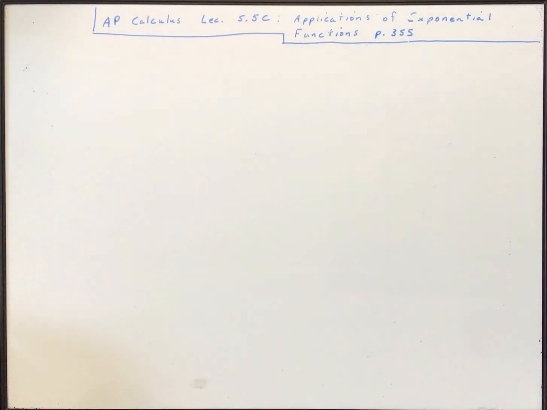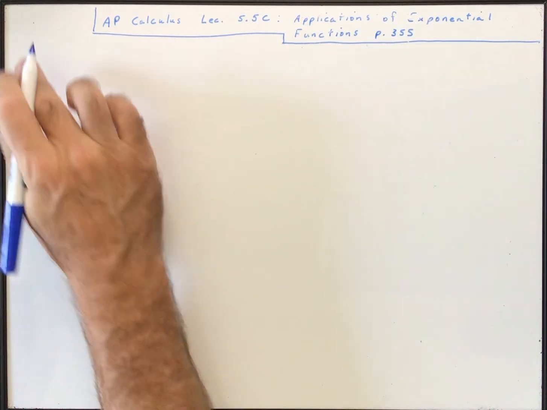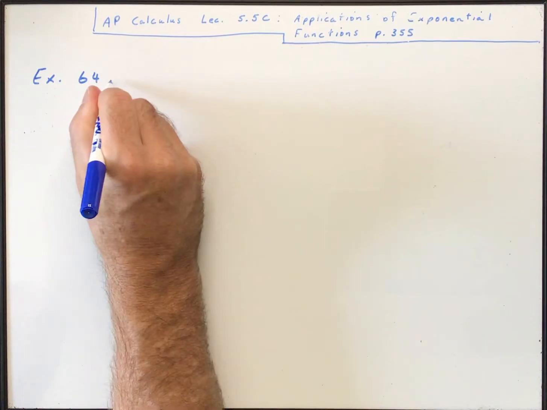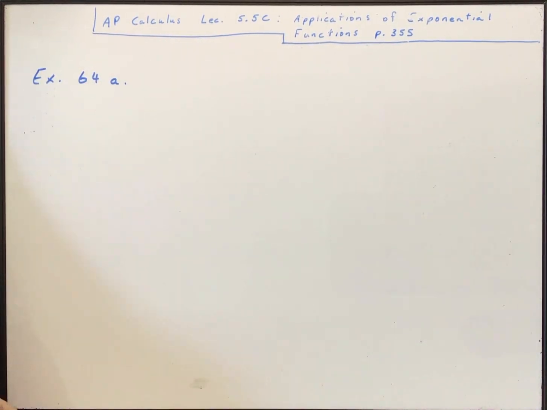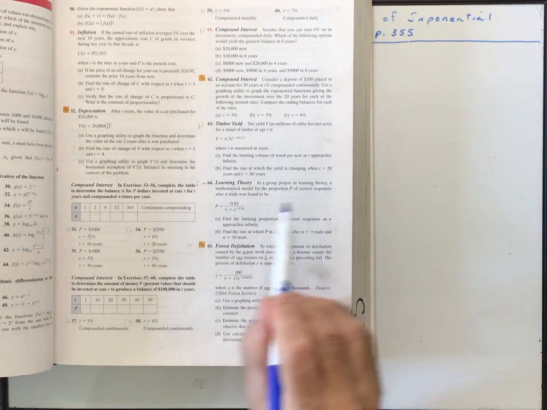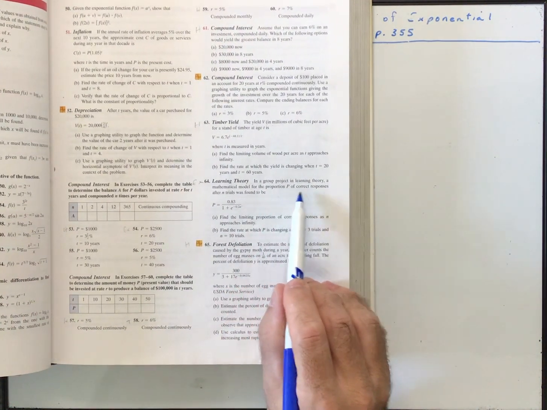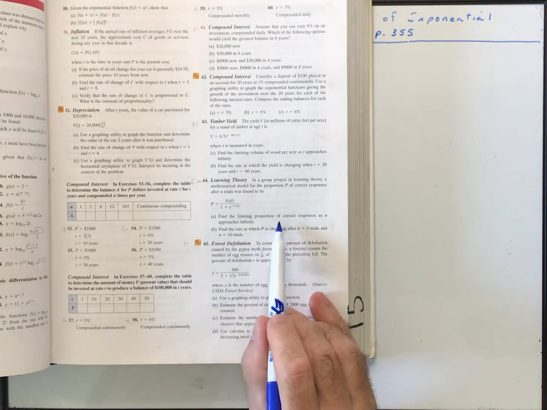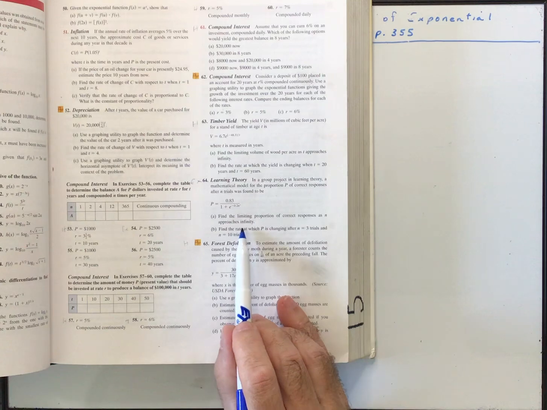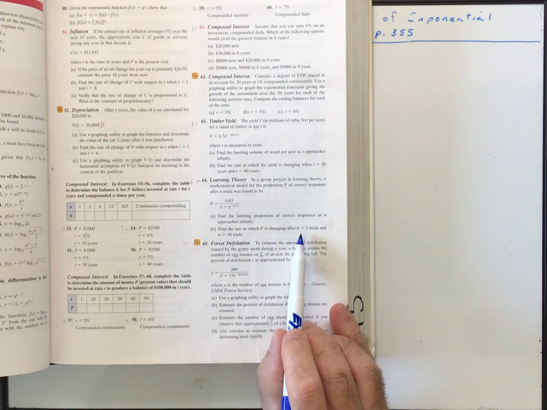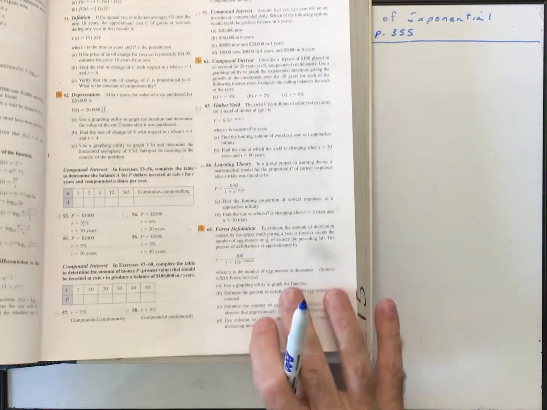Okay, so let's take a look at example 64, and we'll do both A and B. Example 64 says, in a group project in learning theory, a mathematical model for the proportion P of correct responses after N trials was found to be this. Find the limiting proportion of correct responses as N approaches infinity, and then find the rate at which P is changing after N equals 3 trials and N equals 10 trials.